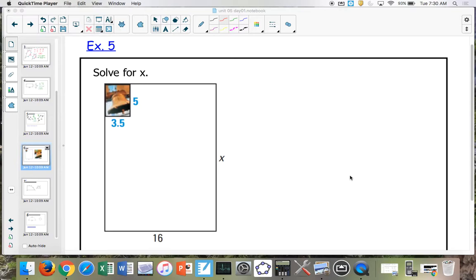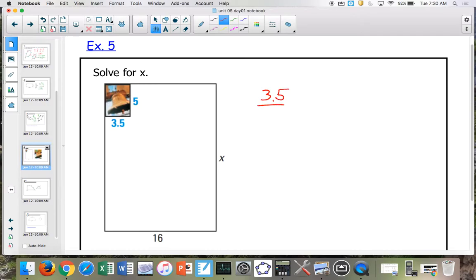Let's say 3.5. That matches up with the side in the big rectangle of length 16. We know that should equal the ratio of the other two sides, 5 to x.